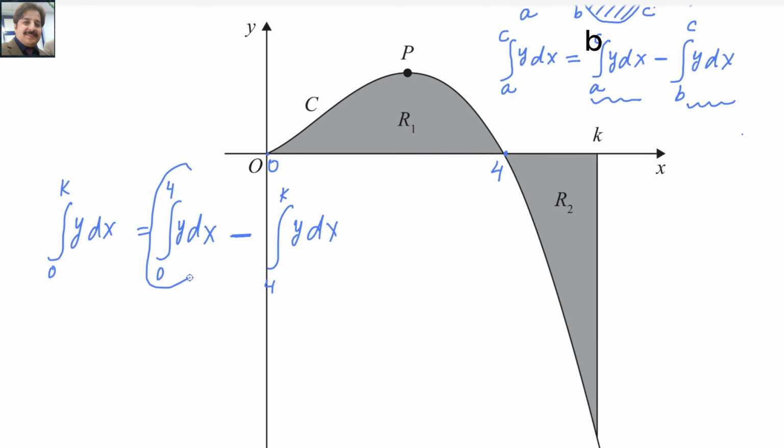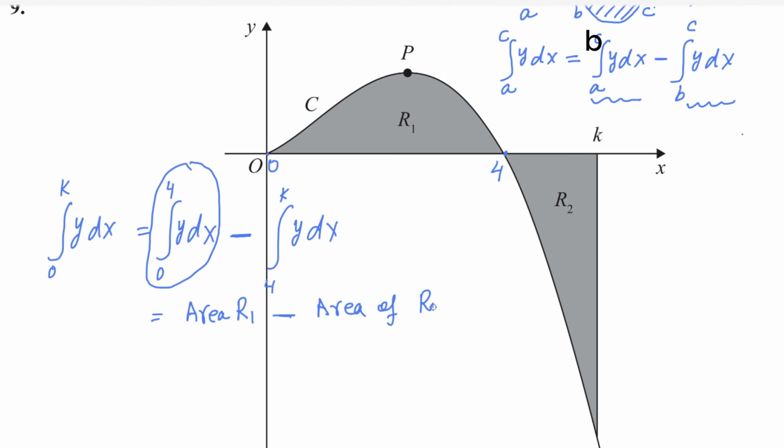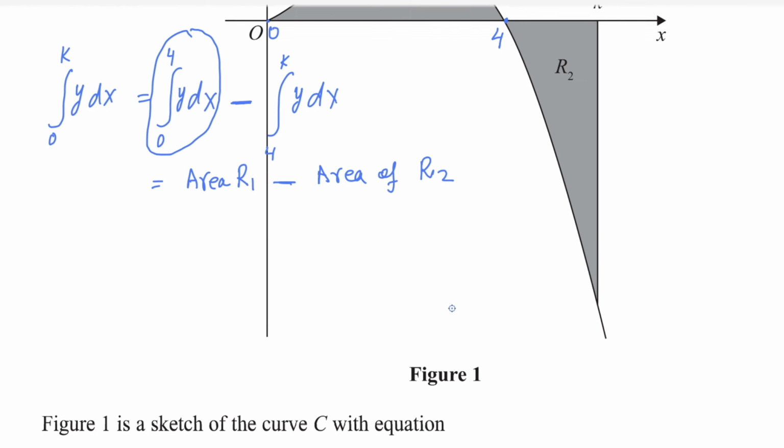Actually, this one is the area above the x-axis. We can write it as the area of R1 minus the area of R2. And on the left side, you can replace the value of y.